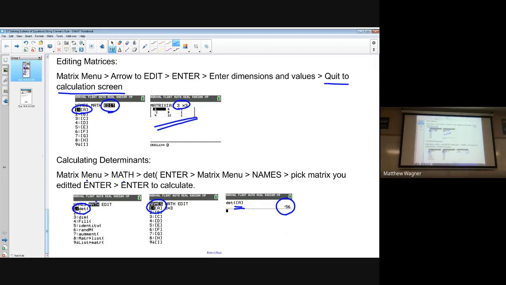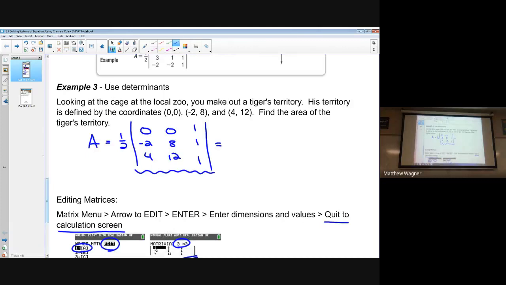-56. All right. So when we go back up to this problem, we found the determinant was -56. Keep in mind with area problems, you guys, we're not going to have a negative. So this negative, I'm going to ignore. All right. And then we find out the area of this tiger cage is 28 square units. Okay, again, with area problems, we care about the absolute value of the determinants, not necessarily the determinant itself.